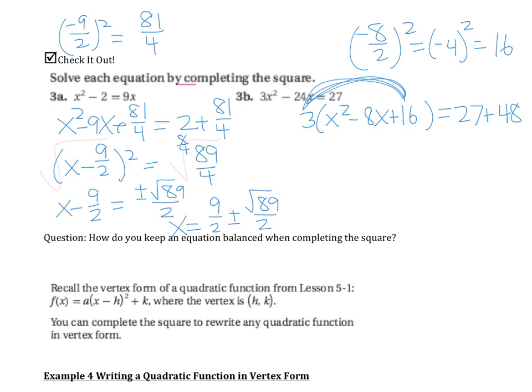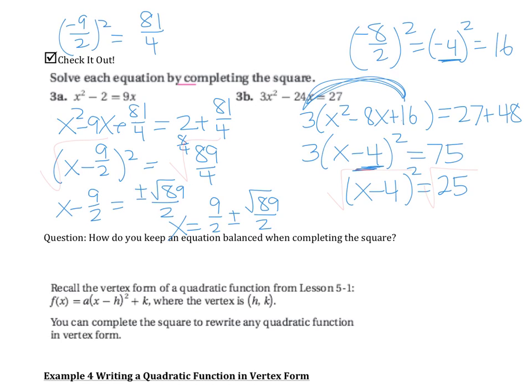Oh, I need to backtrack. Sorry. See how far I can go back. I apologize. From here, I forgot to bring the 3 down. My apologies. Now we divide by 3. Now you take the square root. I was slightly off.